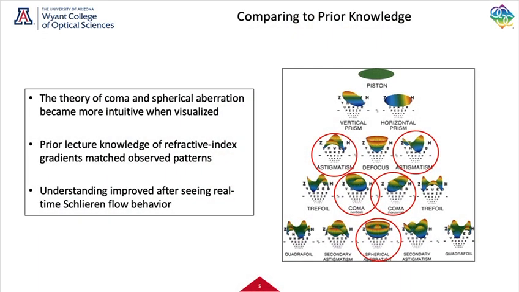Before this lab, we knew that aberrations affect images, but seeing the patterns flip inside and outside focus made the theory much more intuitive. And from lecture, we knew that heat creates index gradients, but actually watching hot air rise and cold air sink on the Schlieren camera made it more visual and easier to understand.